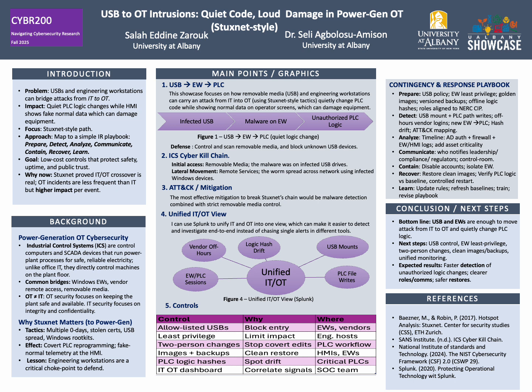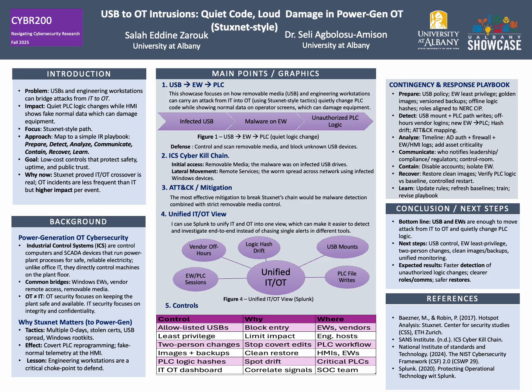At the bottom, I have my controls table. These are the key controls I recommend. Only allow-listed USBs are used, especially on engineering workstations and vendor laptops. Use least privilege on engineering hosts so accounts can only do what they really need. Require two-person approval for important PLC logic changes.